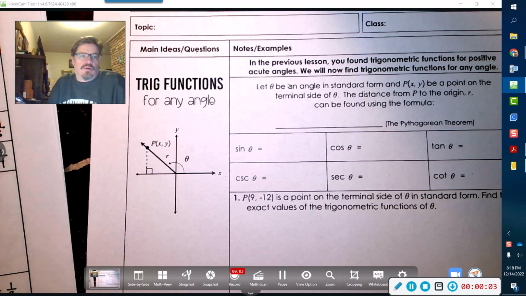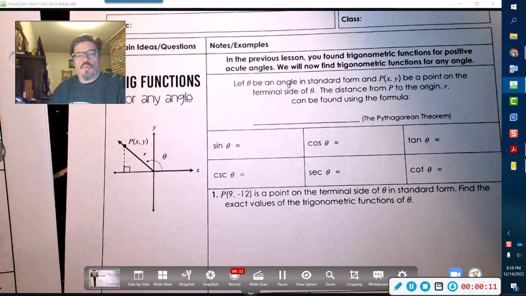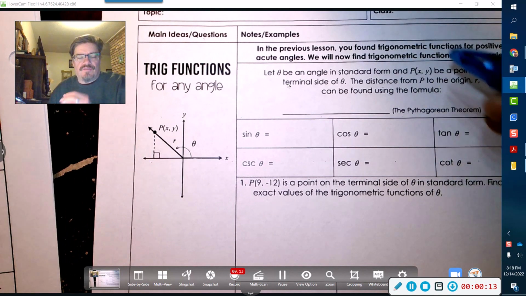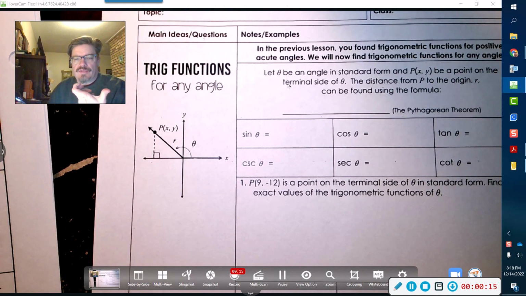Okay, so I'm going to go through this. Trig functions for any angle. So the way this works now is that the triangles are now going to go to the coordinate plane, okay?